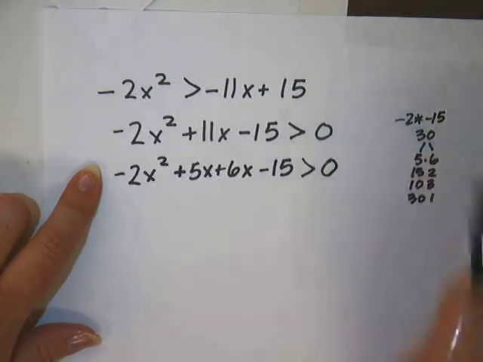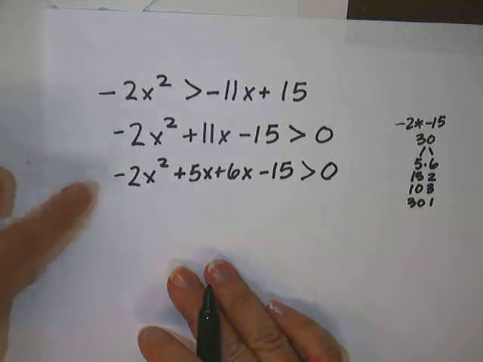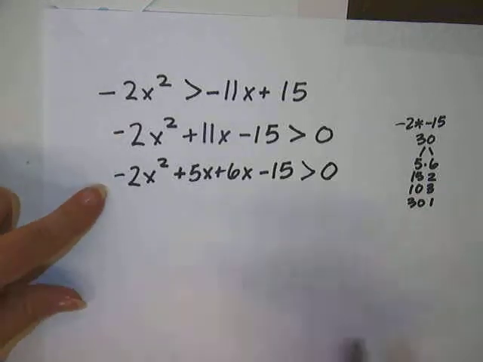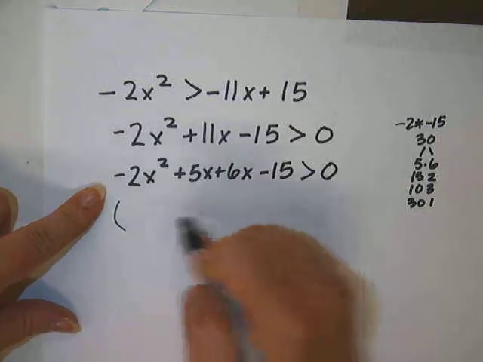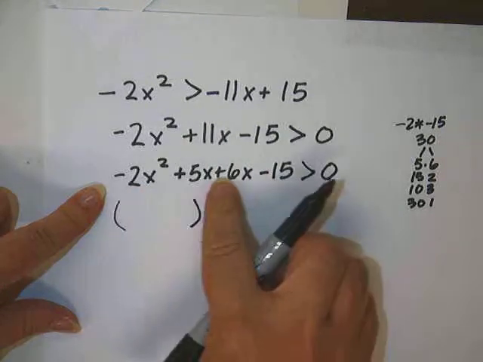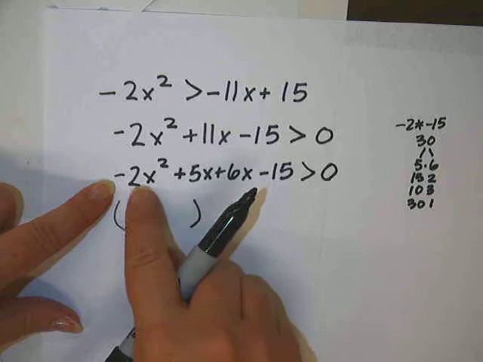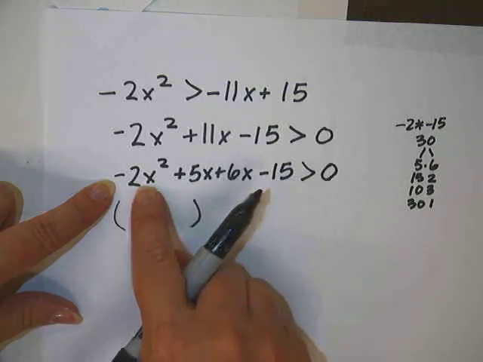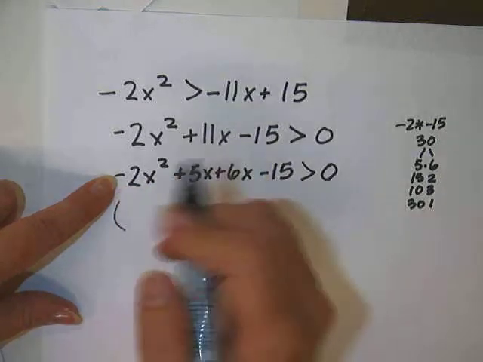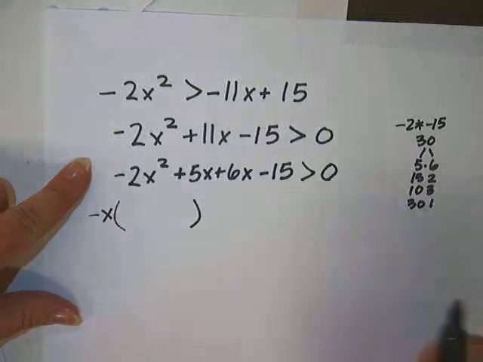So obviously the factors that add up to 11 are 5 and 6. So now we do the separating this term into two terms. 5x plus 6x minus 15. I think I've done something wrong. No, I haven't. It's fine. Okay. Now we factor by grouping.